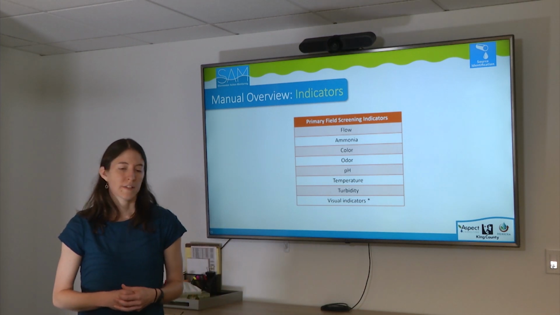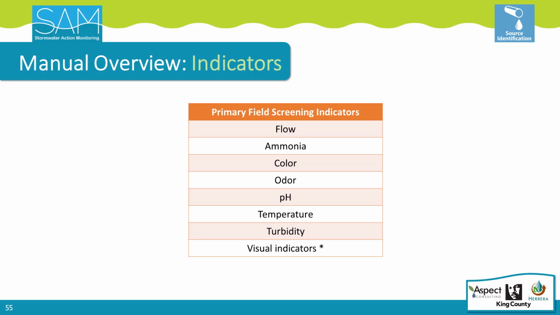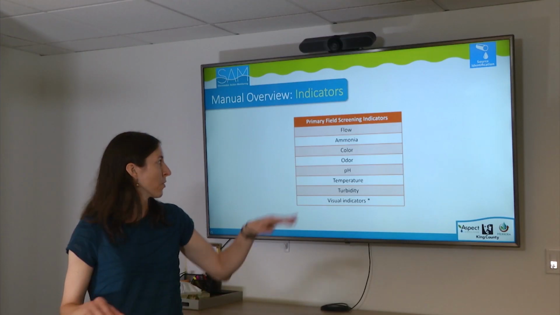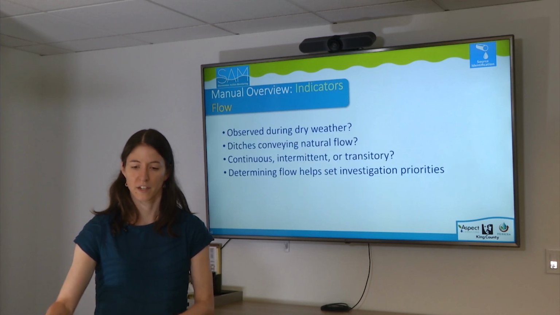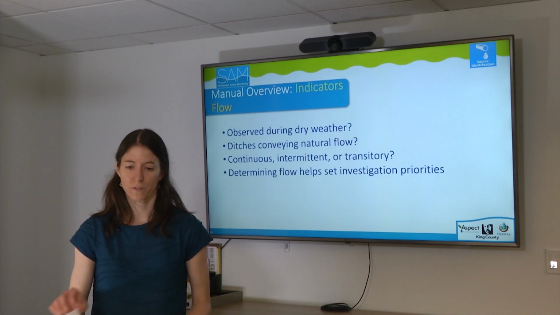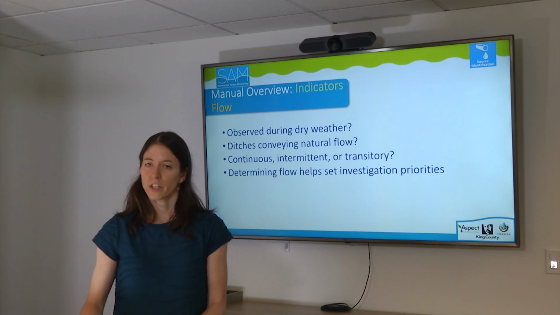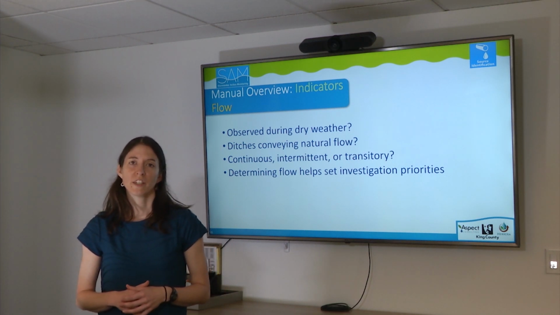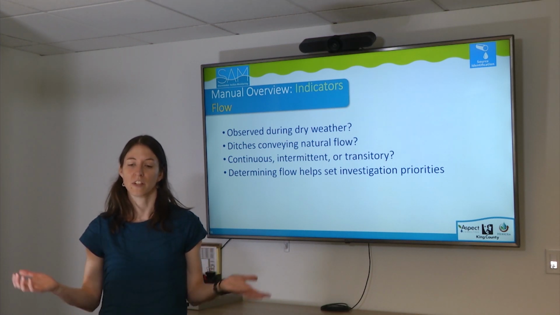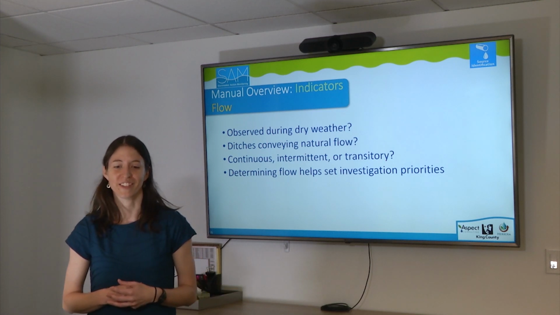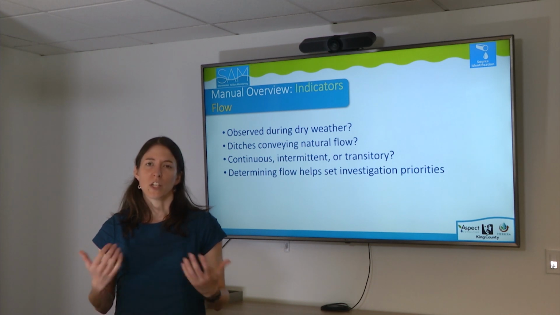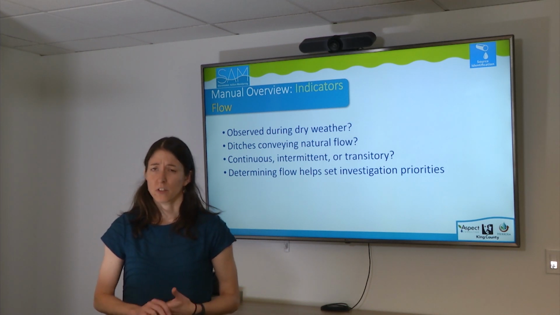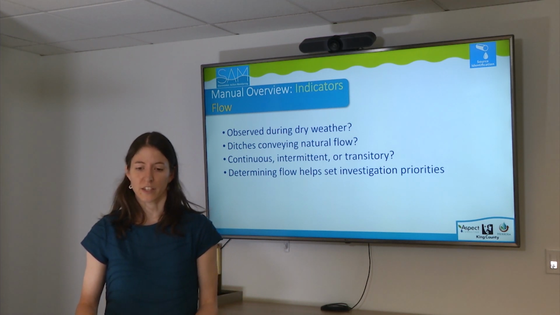So again, here's our list of primary field screening indicators, and we're going to walk through each one of these today. Generally, if flow is observed, then you would look at the next 7 primary field screening indicators on this list. So let's start off with flow. This is something you take a look at whether it's observed during dry weather or a lot of times during wet weather. We're going to have flow obviously in our systems, but during dry weather, if you're seeing flow, it's kind of questioning what is that, where is it coming from, is it just groundwater, is there something else going on here?